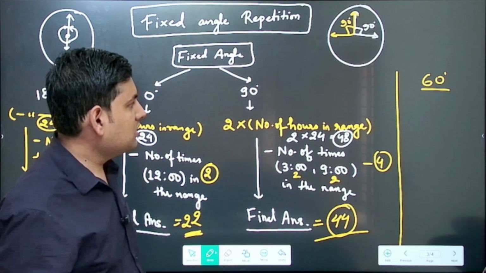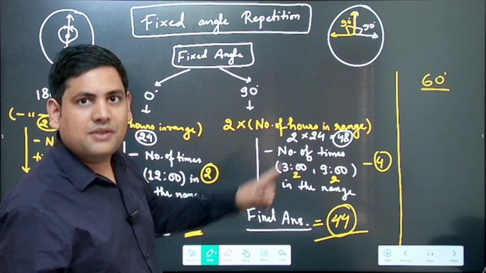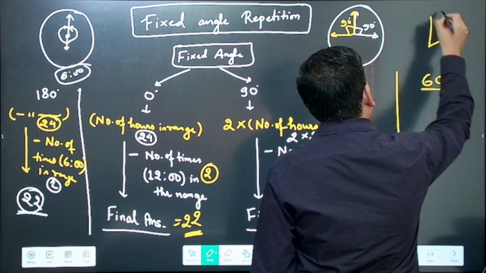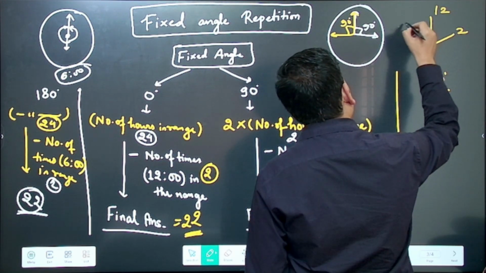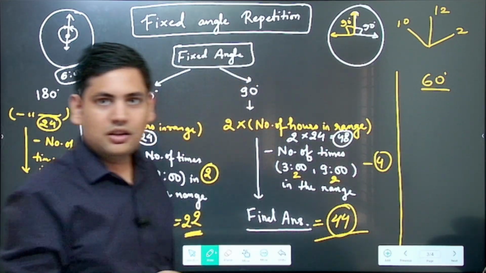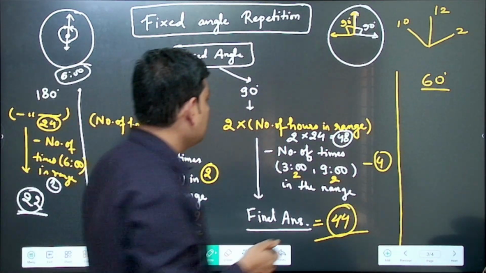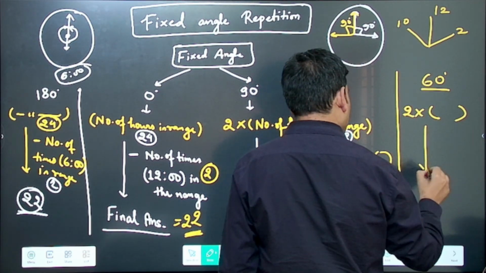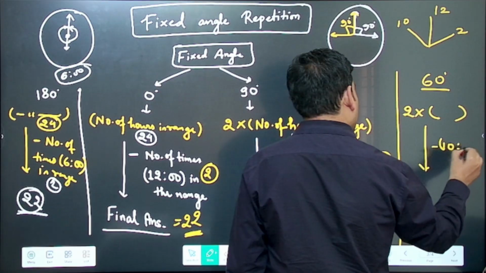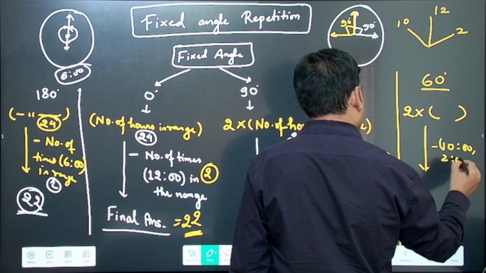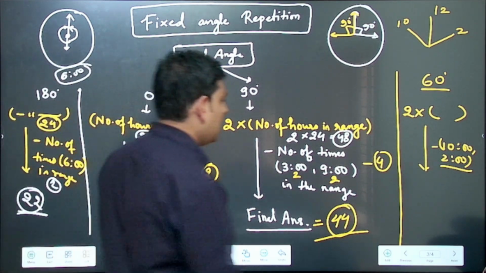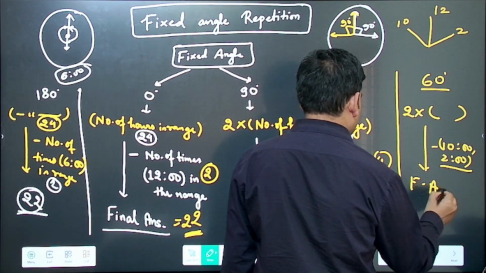You will have to subtract the time at which this is exactly at 60 degree. Exact 60 degree is at 2 and 10, correct? So again the same formula, 2 into the number of hours in the range, minus how many times you are getting 10 p.m. or 2 p.m. This only you have to subtract, and this will give you the final answer.